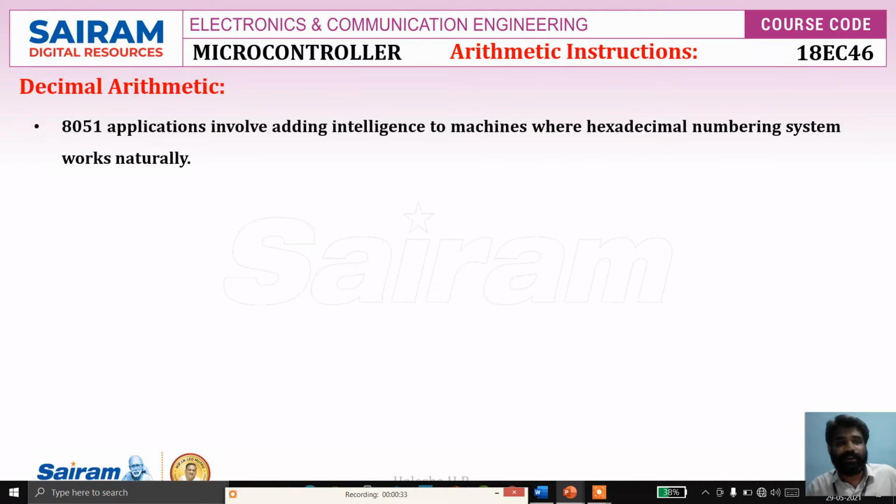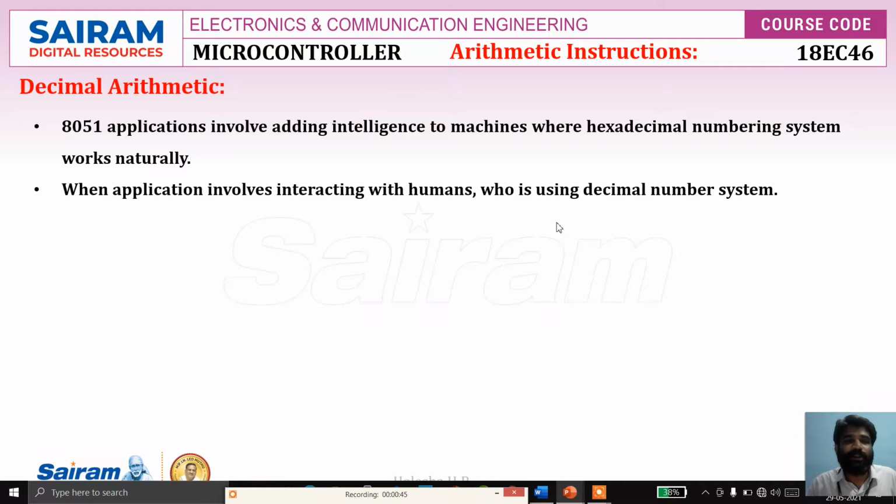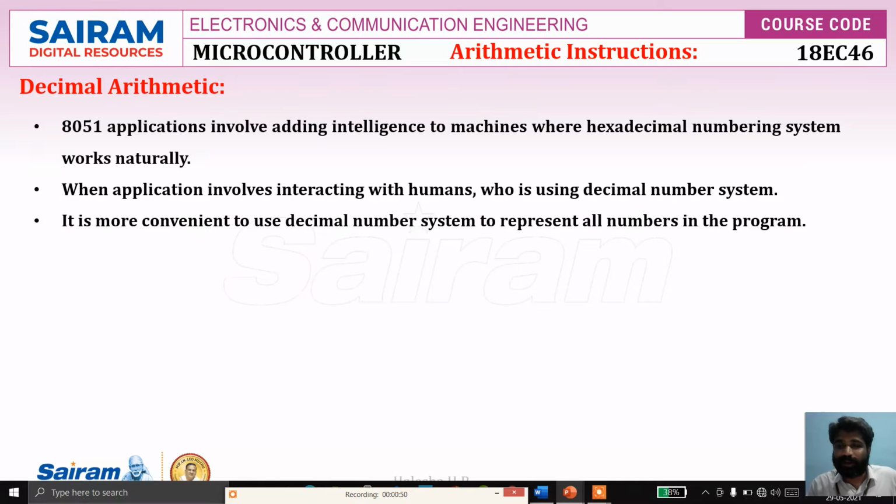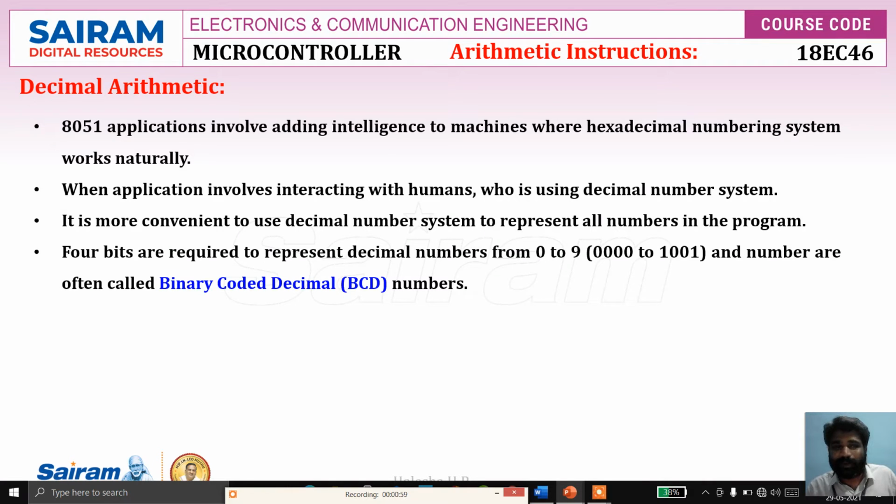8051 applications involve adding intelligence to machines. The hexadecimal number system works naturally, but when the application involves interacting with humans, who are familiar with the decimal number system, it is convenient to use decimal numbers in programs. We know 4 bits are required to represent the decimal digits 0 to 9, that is 0000 to 1001. These numbers are often called binary coded decimal numbers, BCD numbers.